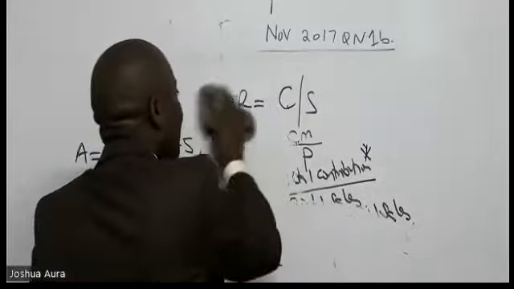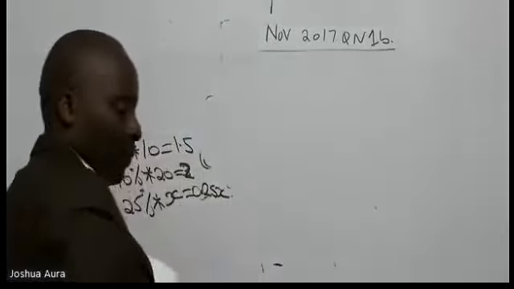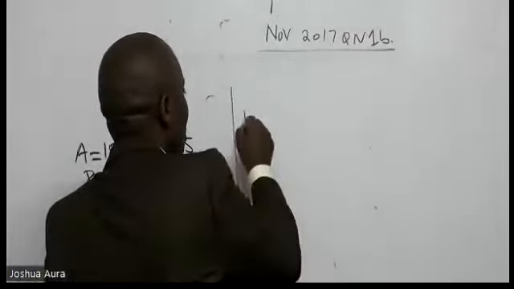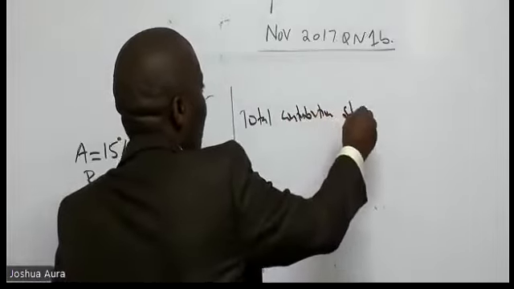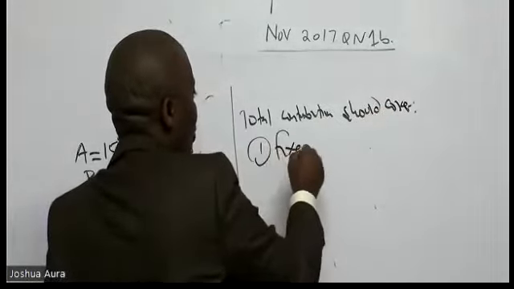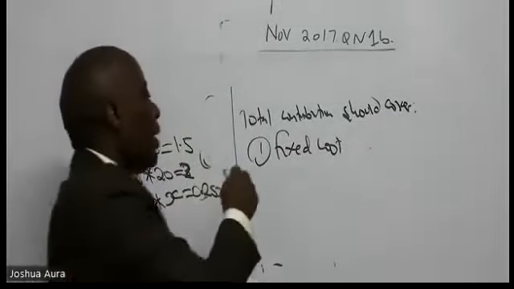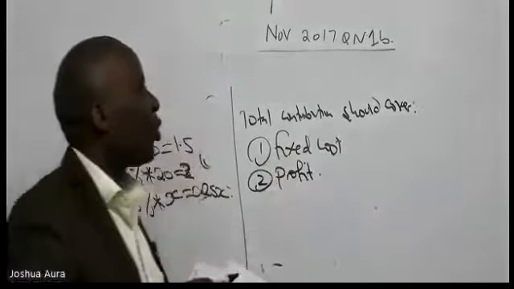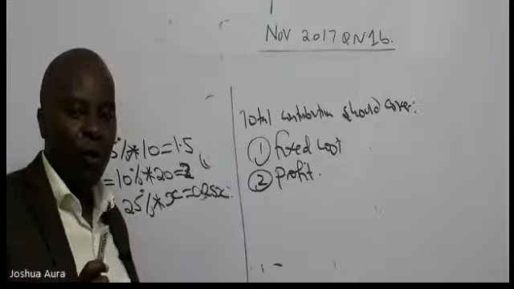The other thing, ladies and gentlemen, that I'm supposed to know very fast is that the total contribution that we generate should cover, number 1, the fixed costs of a firm. We contribute towards fixed cost. And then number 2, we contribute towards getting a profit. Total contribution should cover fixed cost, and then number 2, the profit of the organization.